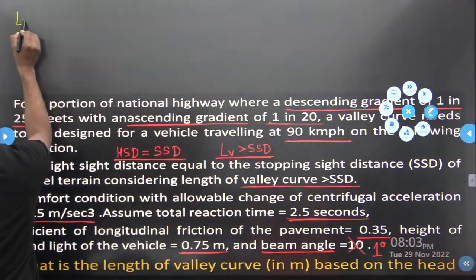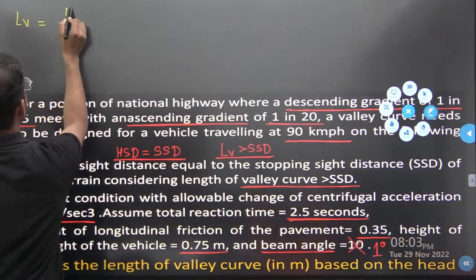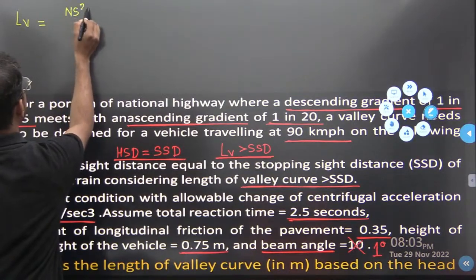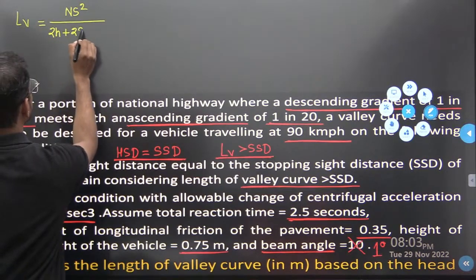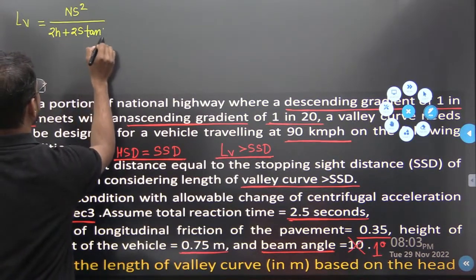If I am interested to calculate the length of valley curve, the length of valley curve is equal to N S square divided by 2h plus 2S tan beta. It is the value.